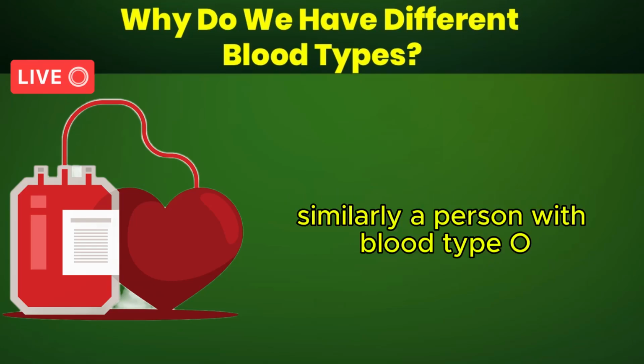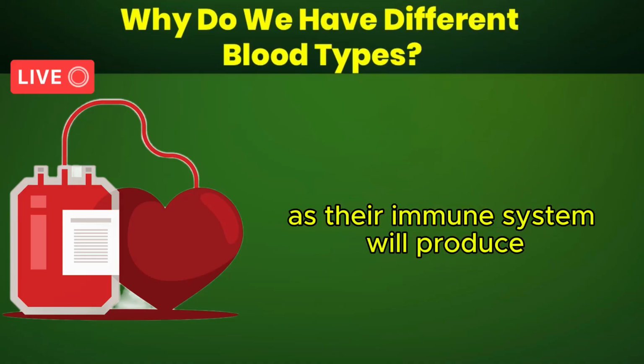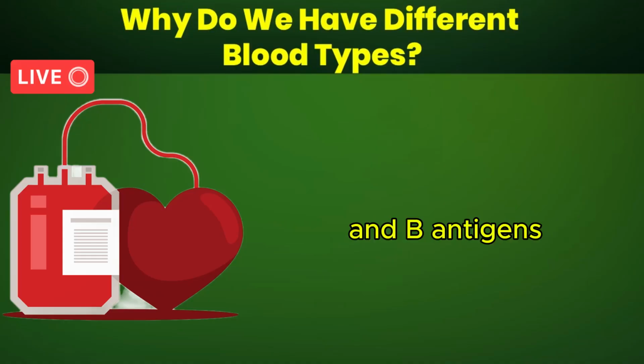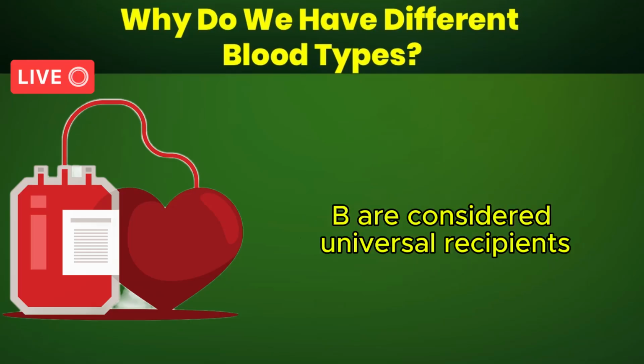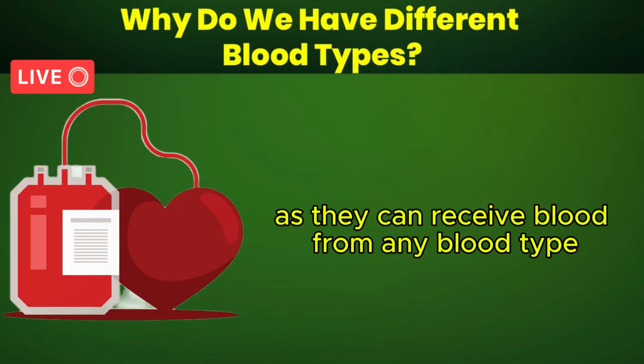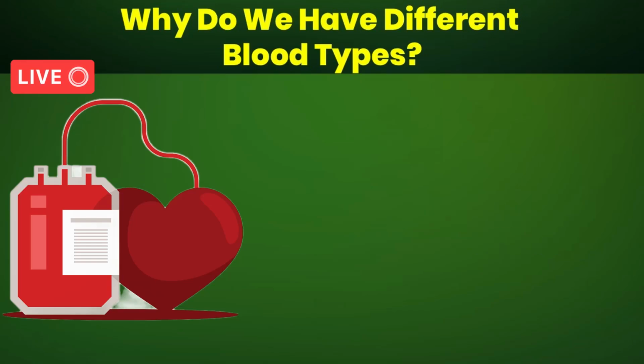Similarly, a person with blood type O can only receive blood from another type O donor, as their immune system will produce antibodies against both A and B antigens. On the other hand, individuals with blood type AB are considered universal recipients, as they can receive blood from any blood type without triggering an immune response.